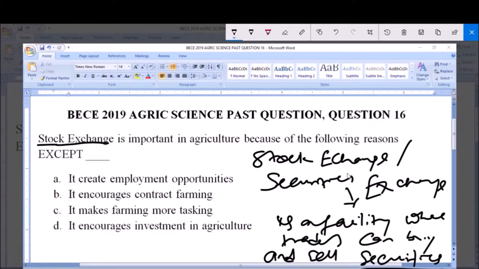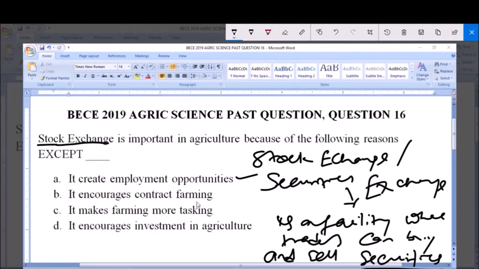Now, this stock exchange is actually important in agriculture because one, stock exchange helps to create employment opportunities, which A is talking about. So therefore, A is an importance of stock exchange. Stock exchange provides employment opportunities to farmers. Farmers who do not have the capacity to run a large farm can run this farm via stock exchange, by engaging the activities of other people who have shares in his farm. So it creates employment opportunities.